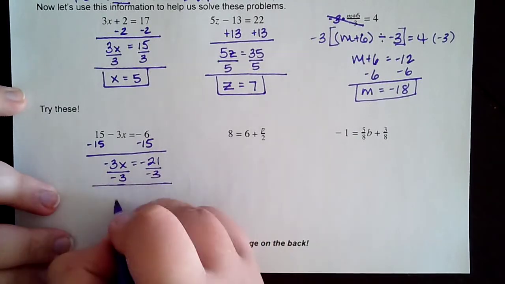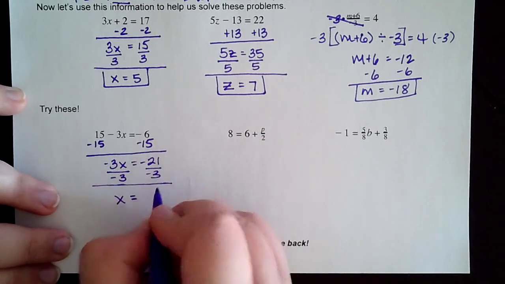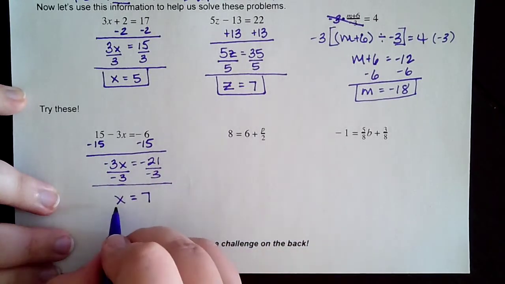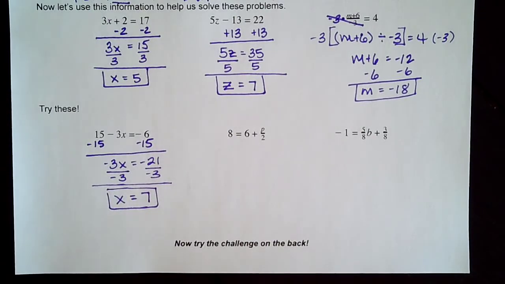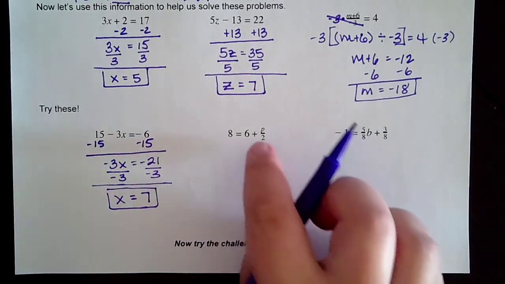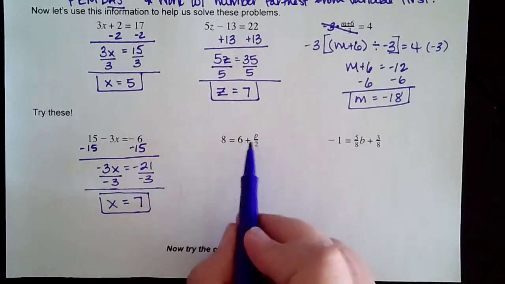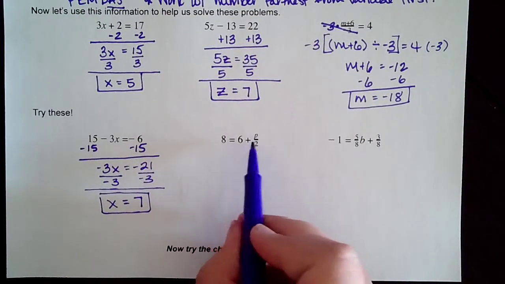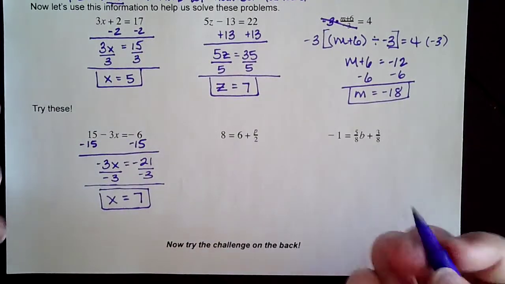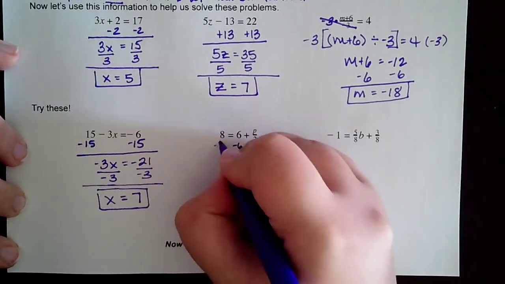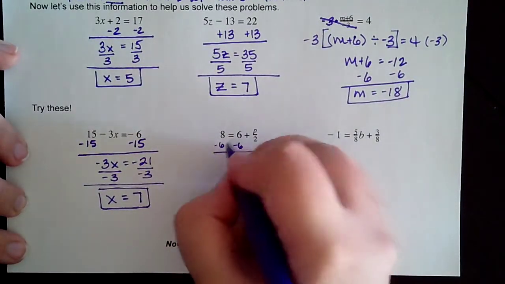Another step here. Negative 21 divided by negative 3 is positive 7. I'm isolated, so I box it. Here's another one. This one's tricky. What number is farther away, the addition of the 6 or the division of the 2? In this case, it's the 6, so let's move that away.